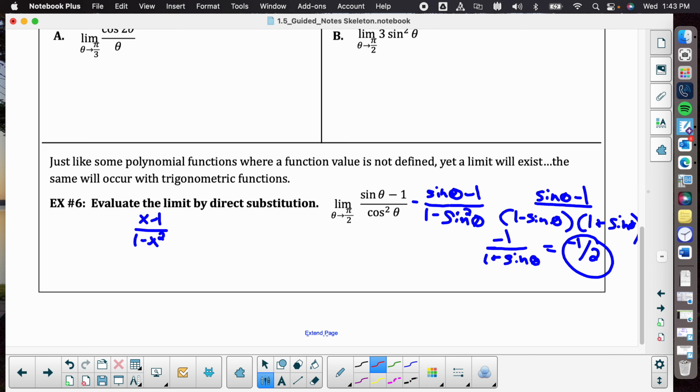1, Pythagorean identities. 2, factor. And when it was first written as just cosine squared, well, there's nothing to factor there, so we really don't have much of a choice. And I only even thought of factoring it because the top was sine minus 1.